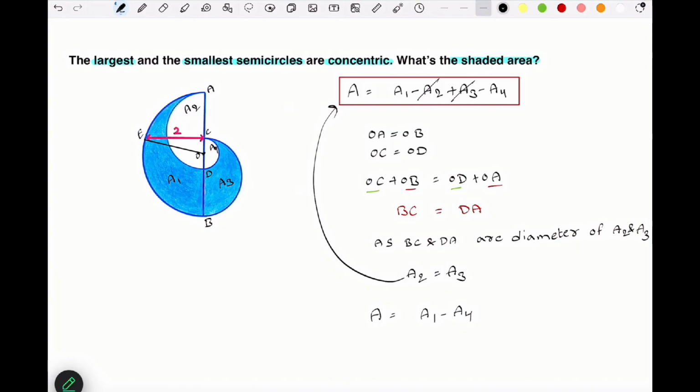So if you consider the radius of the largest semicircle as A and the radius of the smallest semicircle as B, now we can write the area formula as half times pi A square minus half times pi B square. If we take common half pi, it is half pi times A square minus B square. So our area is half pi times A square minus B square. Let's keep this equation aside.